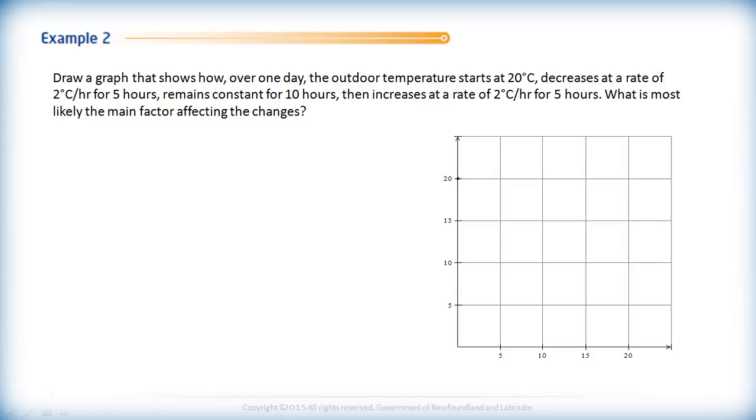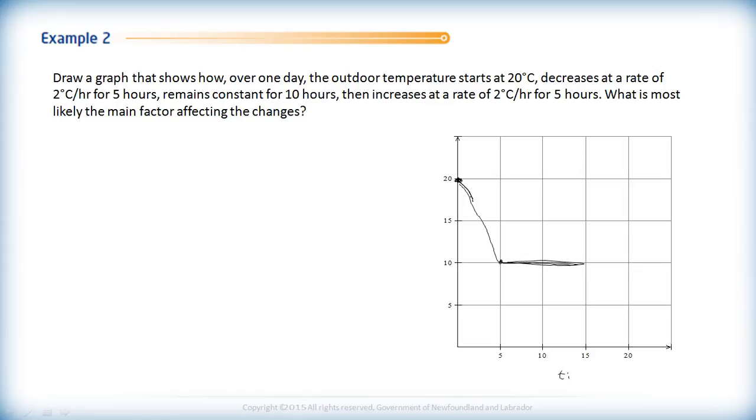So we start at 20 degrees and decrease at 2 degrees per hour for 5 hours. So that's going to take us down 10 degrees overall over a 5-hour period. So it's going to look kind of, let's draw a little bit of a straighter line than that. Exactly the same degree of not so straightness. Then we stay consistent, or we've got a constant rate for 10 hours, so 5 to 15. Okay, so from 5 hours to 15.